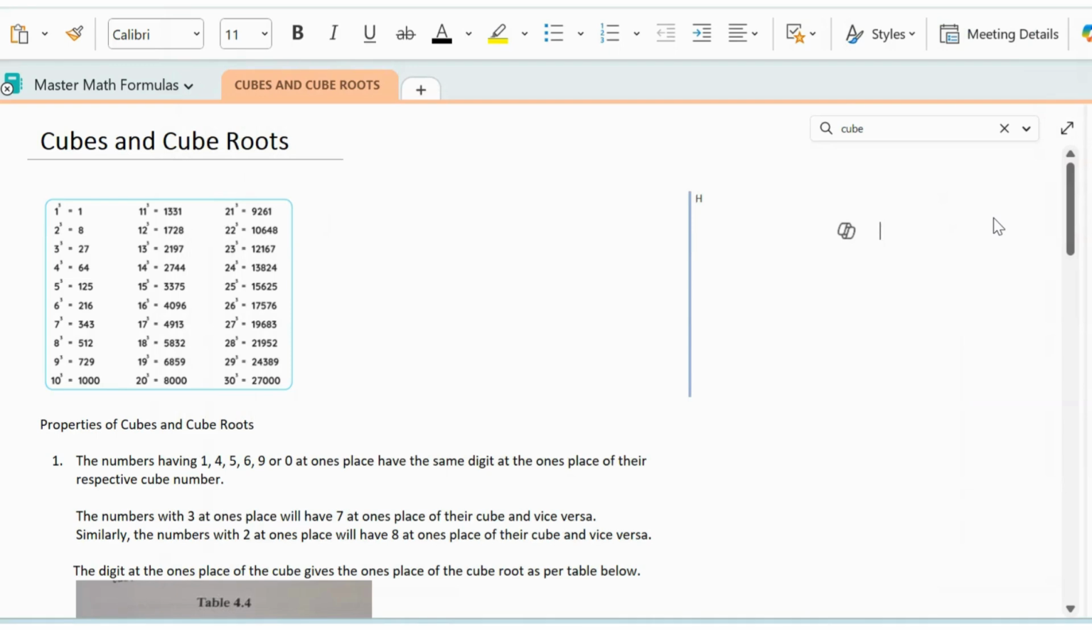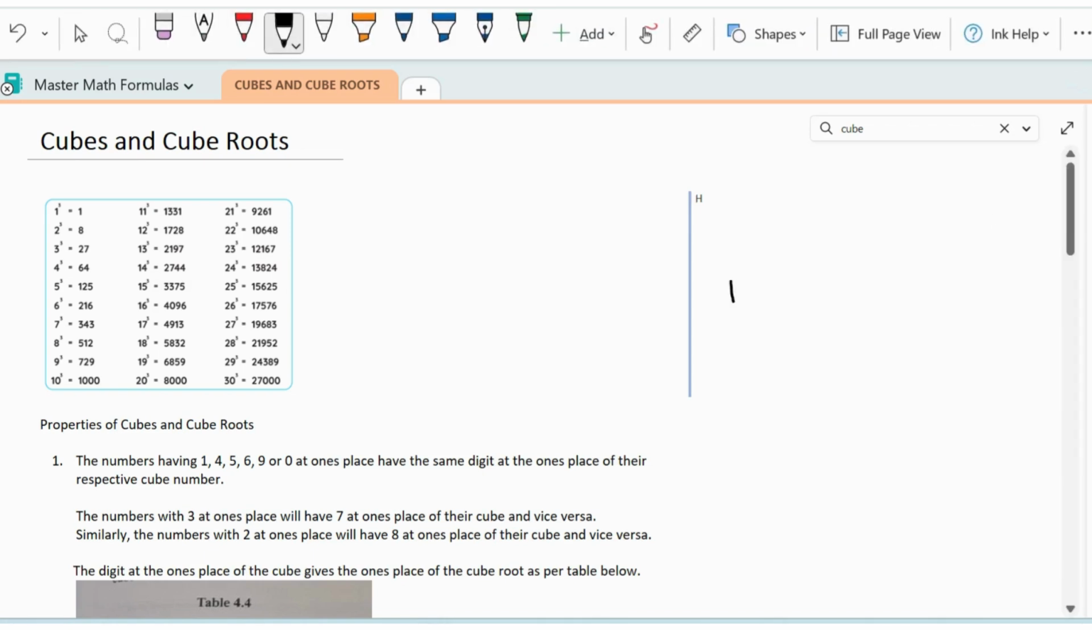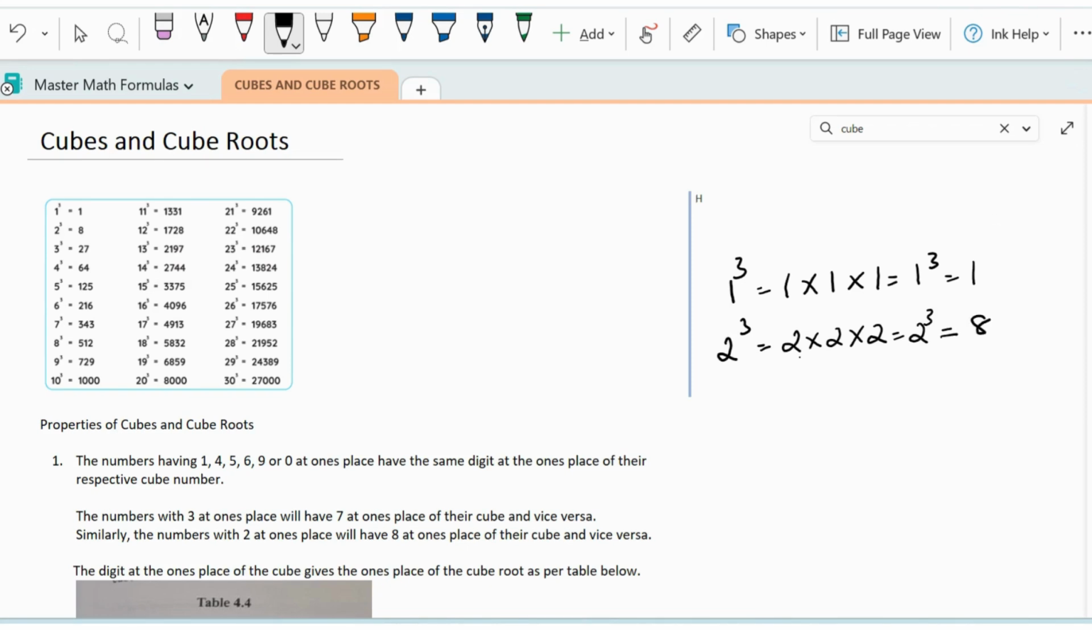Hi children, today you will be learning the properties of cubes and cube roots. What is a cube of a number? Say 1 cube. 1 multiplied 3 times is 1 cube, which is equal to 1. 2 cube is 2 multiplied 3 times, written as 2 cube equal to 8. 2 2s are 4, 4 2s are 8.